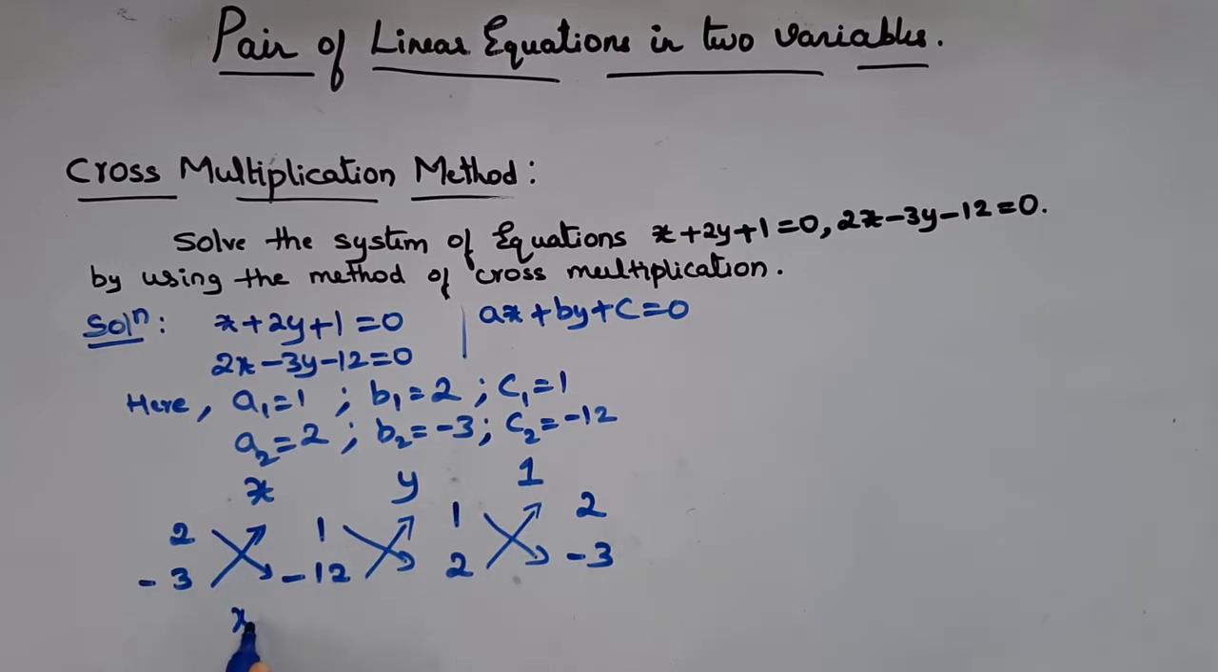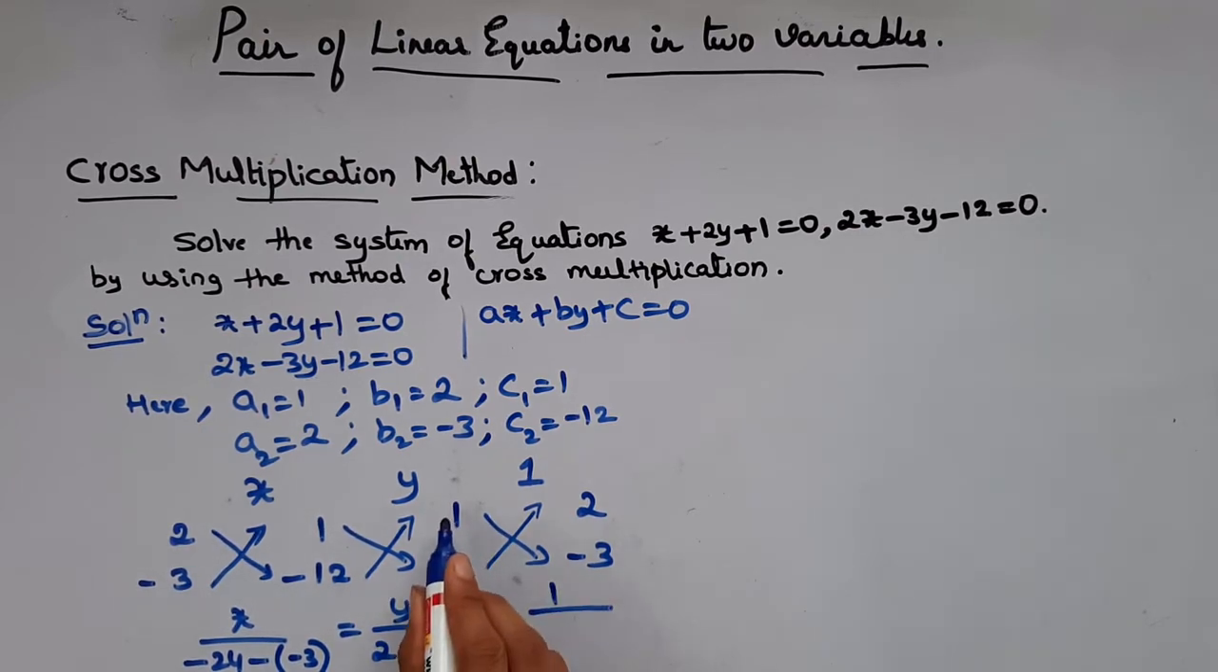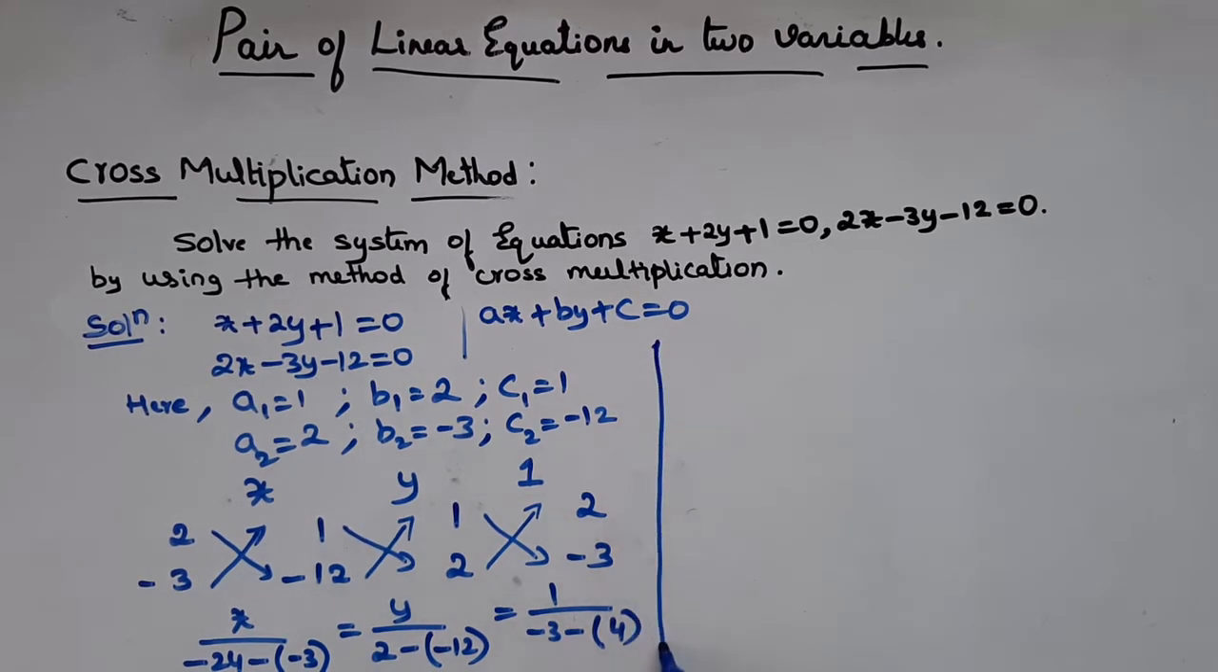That is, we have x by plus into minus is minus, 2 into 12 is 24, minus 3 into 1 is minus 3, which is equal to y by 1 into 2 is 2 minus 12 into 1 is minus 12, right? Which is equal to 1 by 1 into minus 3 is minus 3 minus 2 2s are 4. Right? So now let me continue here.